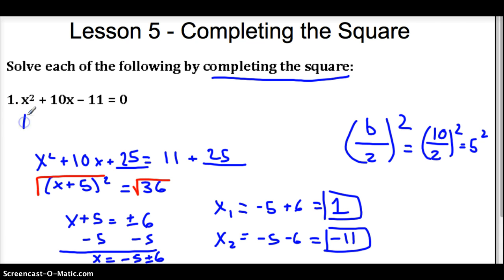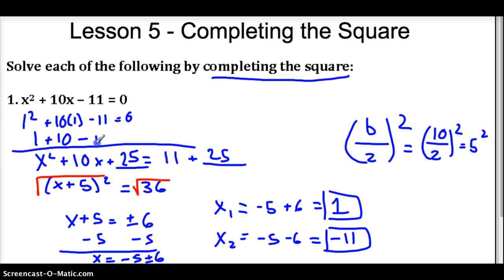Well, we get 1 squared plus 10 times 1 minus 11 equals 0. Well, 1 squared is 1, plus 10, sorry, let me make a little room over here, minus 11 equals 0. 1 plus 10 is 11, minus 11 equals 0, and sure enough 0 equals 0. So this technique does work.